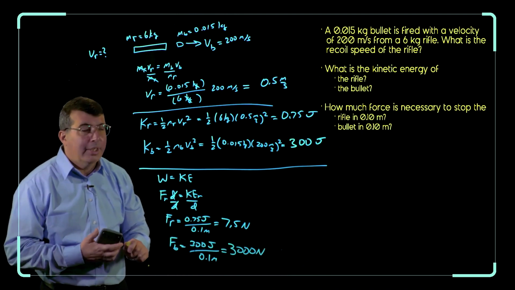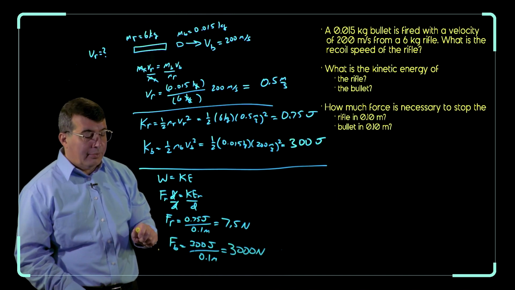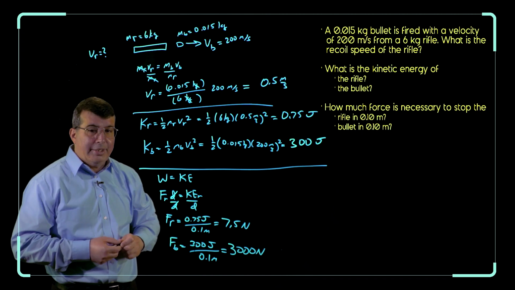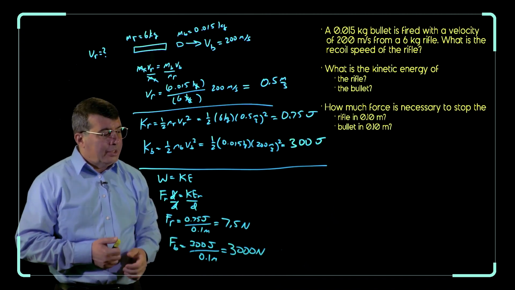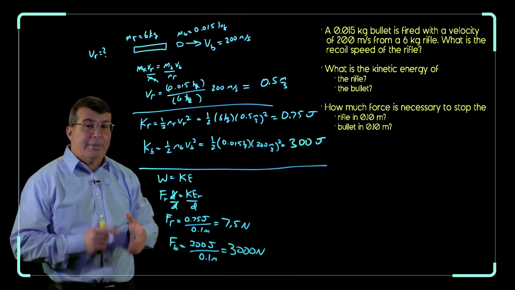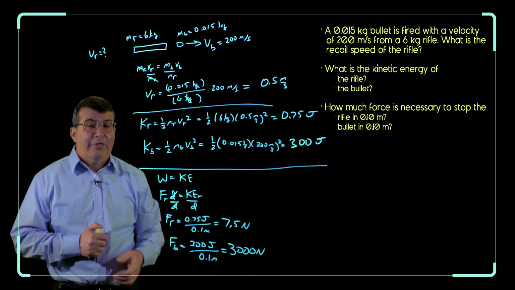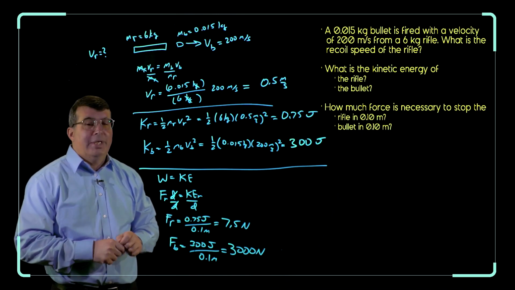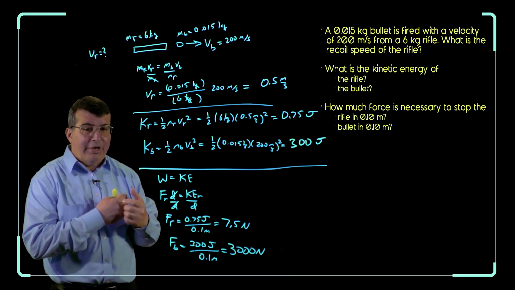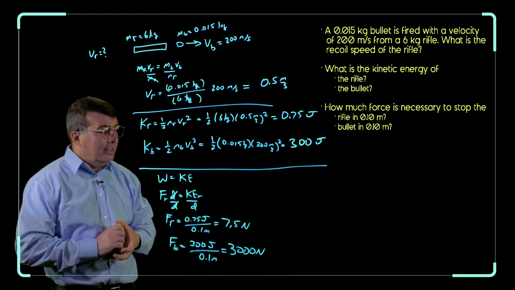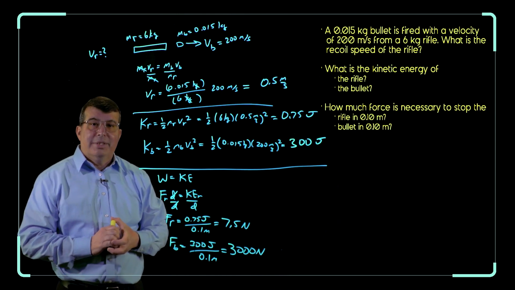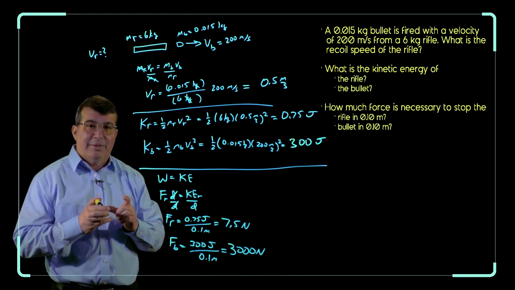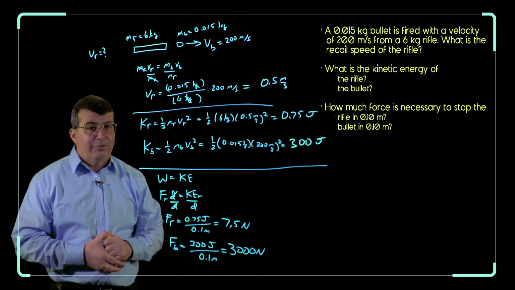newtons. Okay, so to stop the recoiling rifle in 1/10 of a meter would take just 7.5 newtons of force. To stop the bullet over the same distance would take 3,000 newtons of force. So that's why the bullet does more damage when it hits something than the rifle does to the person firing it. That's just an example of the interplay between energy and momentum. And as I said, I'm going to come back to that when we talk about nuclear physics in the last unit.